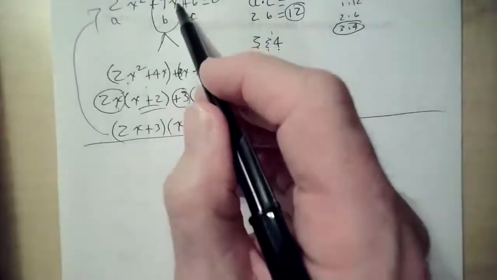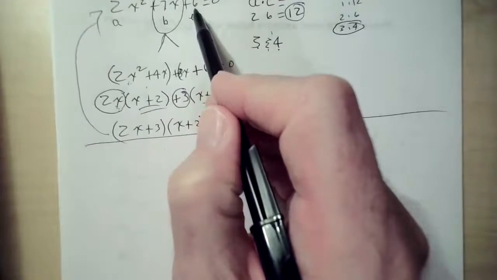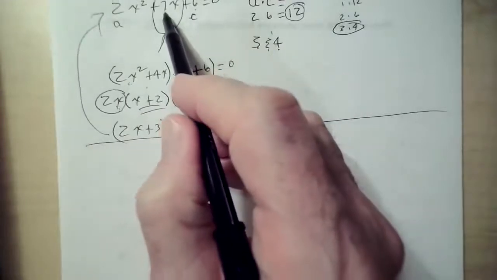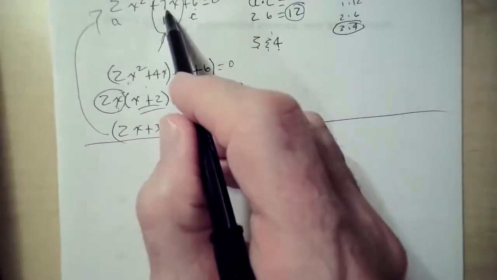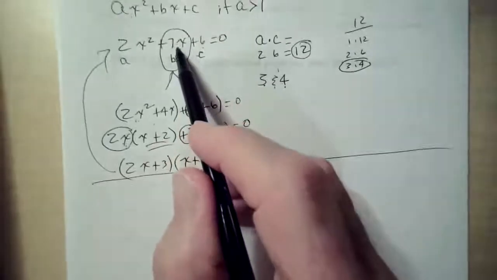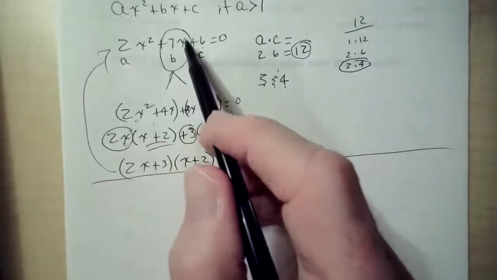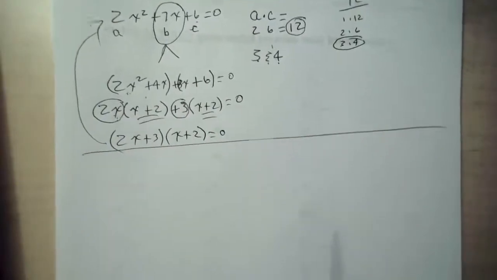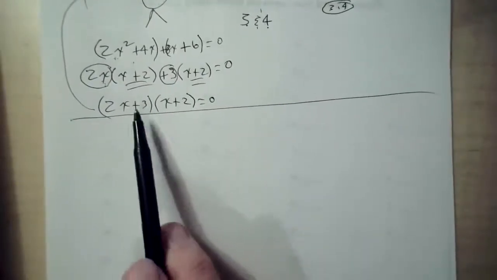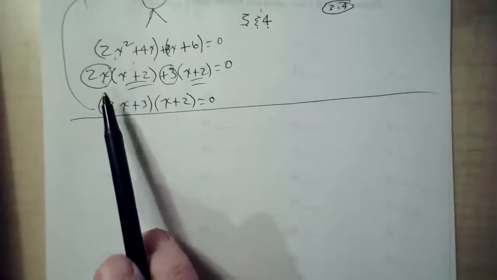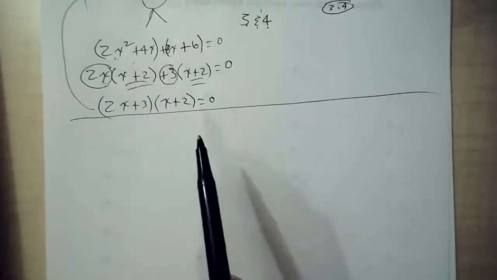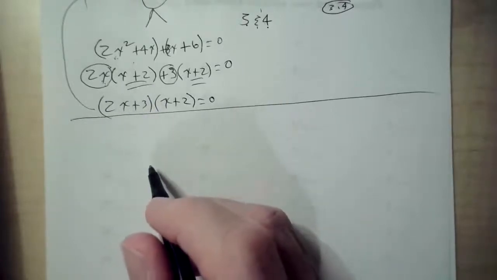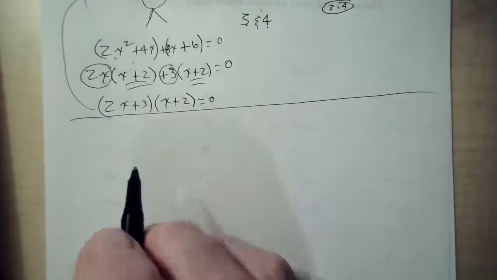Okay, let's do another one. Now again, all we're doing here is we're finding the factors of 6 that combine together to give us 7, and then we're going to split the linear term, the middle term, up into two factors, group them together, factor out what you can out of those, and then go from there.